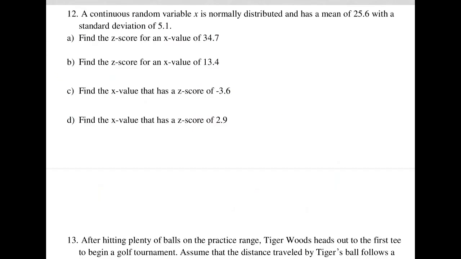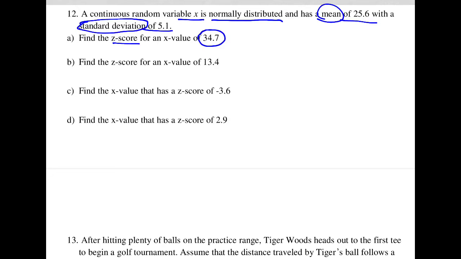So for number 12, here we are given a situation where we have some random variable x. We don't know if it's heights, we don't know if it's scores, but they just said, we have some random variable that's normally distributed, so we know it follows a bell curve shape. It has a mean of 25.6, a standard deviation of 5.1. So we want to find the z-score for an x value of 34.7.